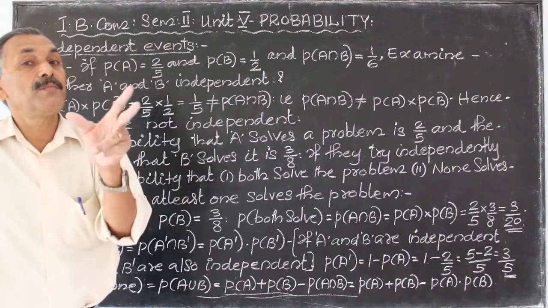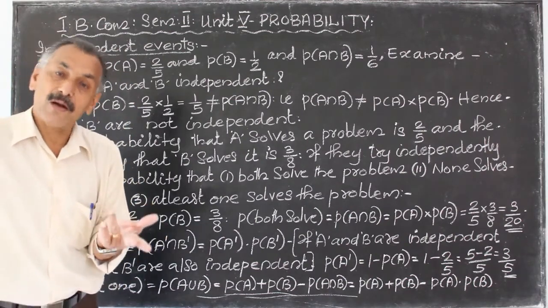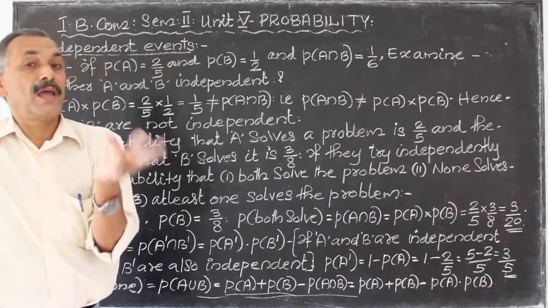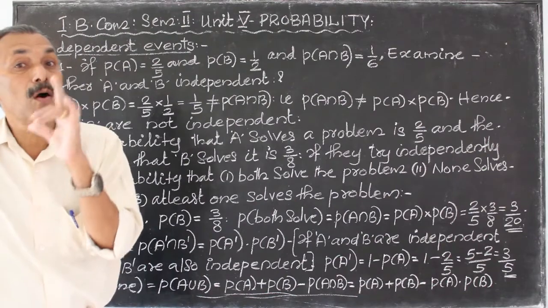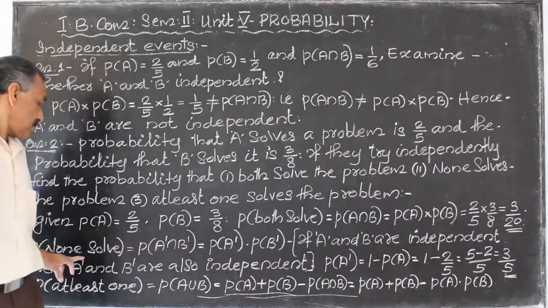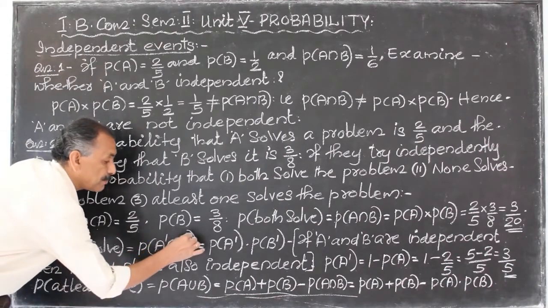That is, both A and B not solve the problem. A not solving the problem means A complement. B not solving the problem means B complement. Both A and B not solving the problem means A complement intersection B complement. None solve the problem means A complement intersection B complement.